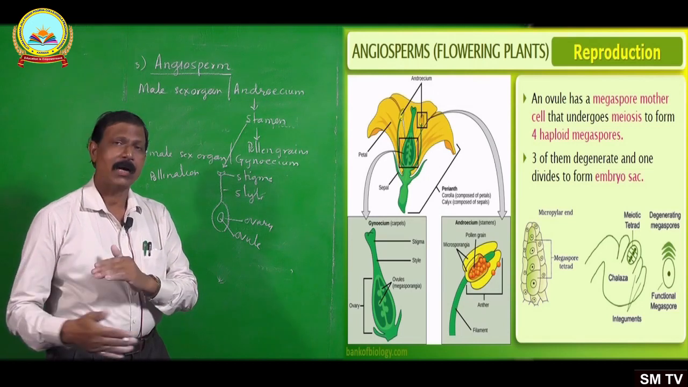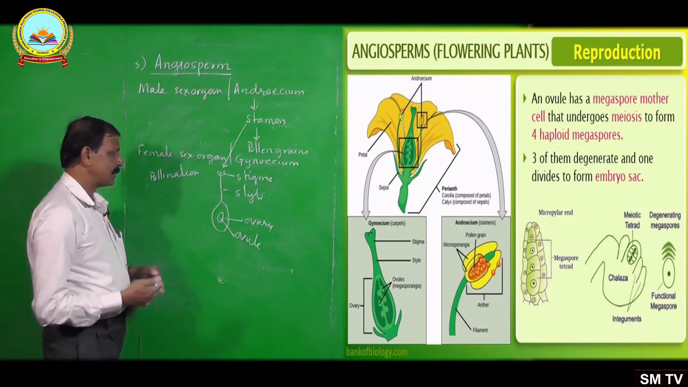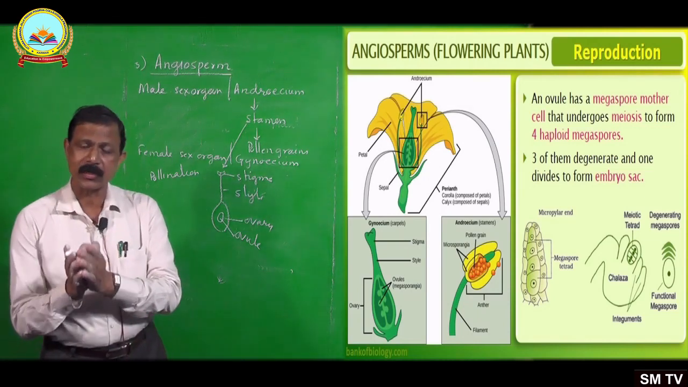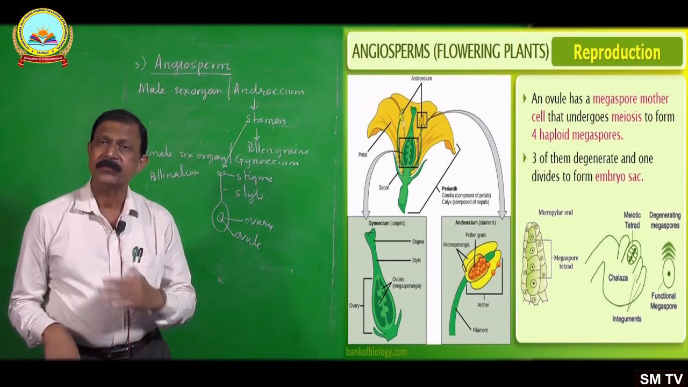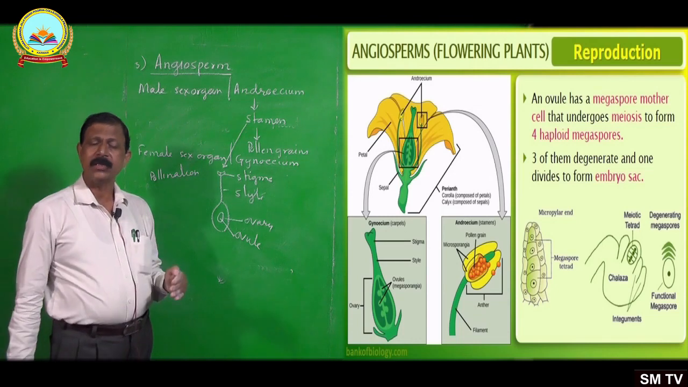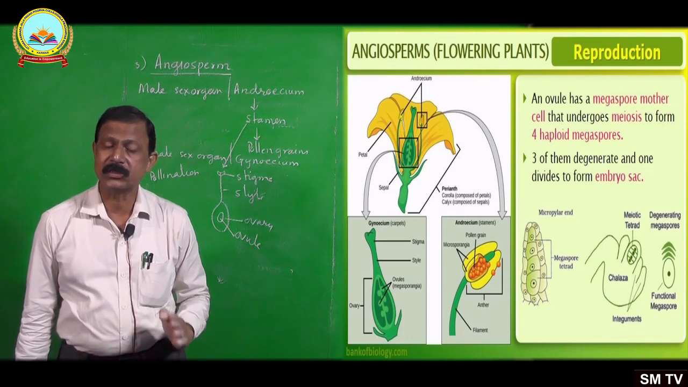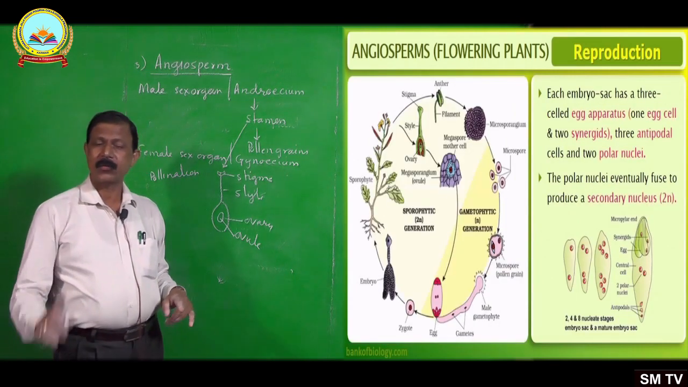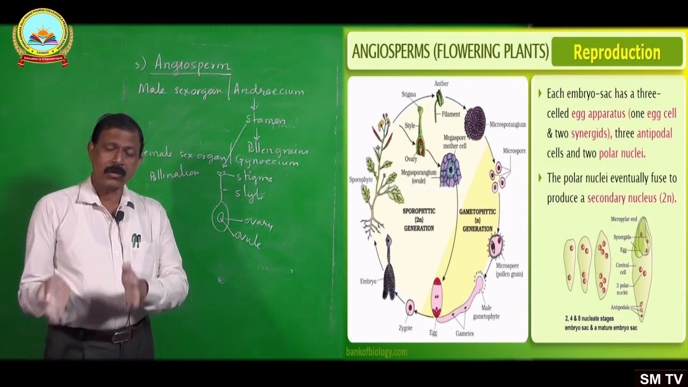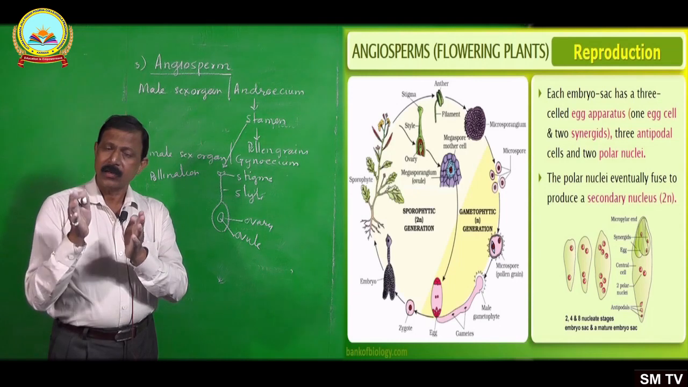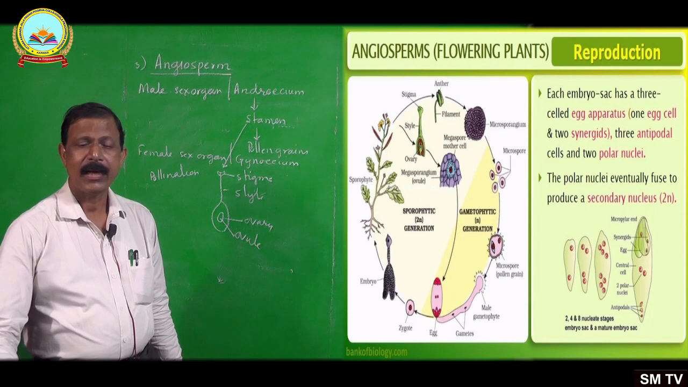Why they degenerate and why only one becomes functional, that also you are going to study next year in second year science. You will come to know what kind of process takes place to make only one functional and the remaining three degenerate. Because the remaining three have polar bodies, because of this reason they degenerate. And only the one that does not contain a polar body has all the functional cytoplasmic content, and that is why it becomes the functional one and forms an embryo sac.